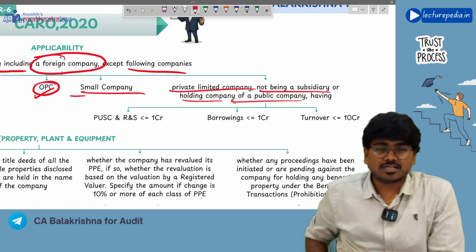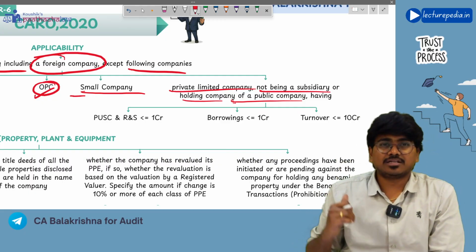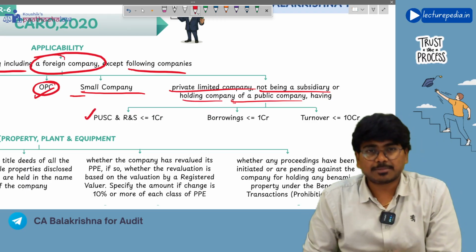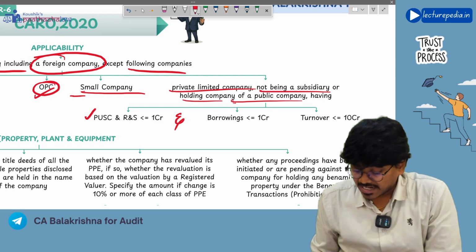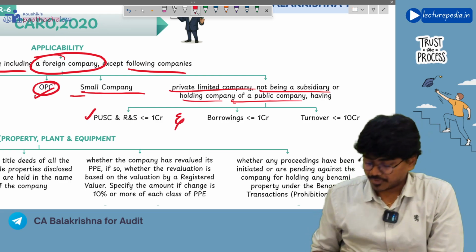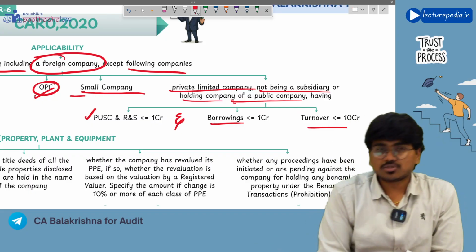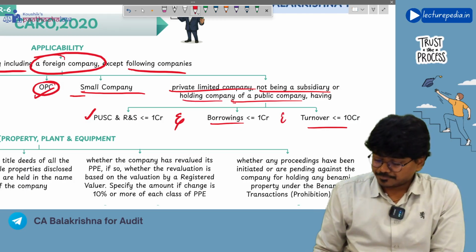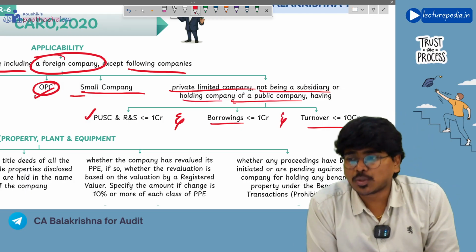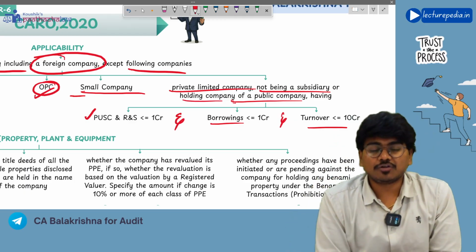Now what are the criteria? So for a private limited company, in order to claim exemption, the following criteria should be satisfied. First of all, paid up share capital and reserves and surplus should be less than or equal to 1 crore rupees, and you should observe here it is and borrowings is less than or equal to 1 crore rupees. Turnover is also less than or equal to 10 crore rupees. If all these conditions together are satisfied, then the private limited company can claim exemption from applicability of CARO.